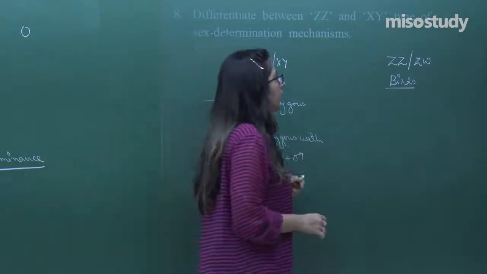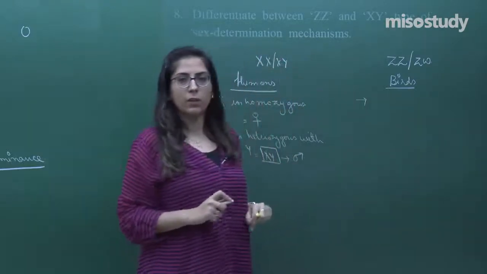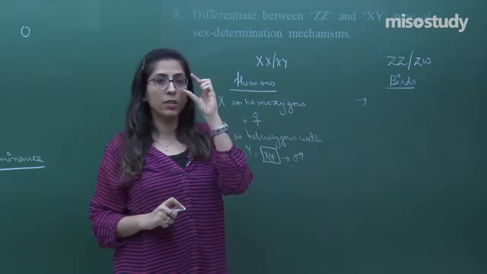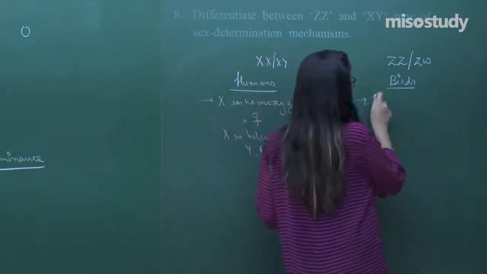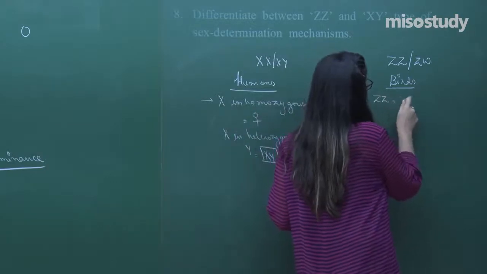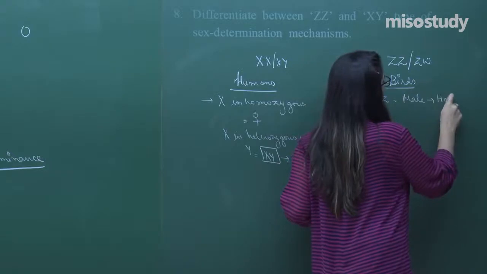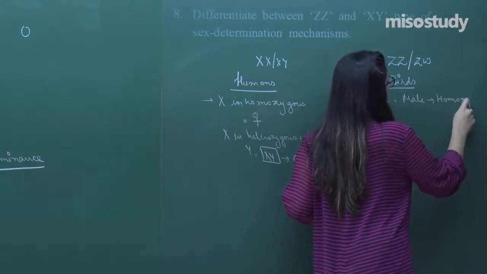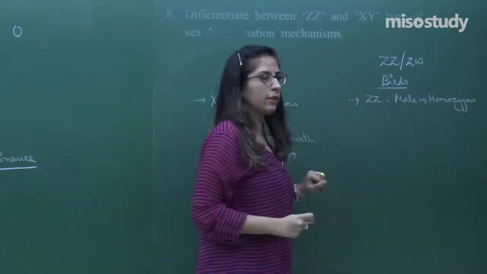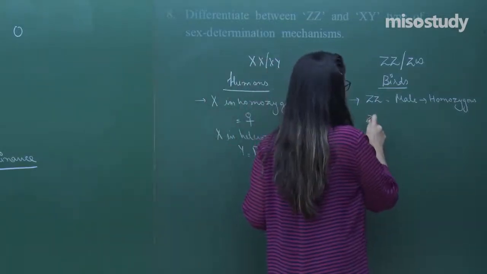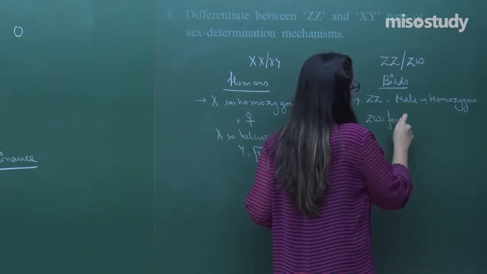To talk about the case of birds, the scenario is a little opposite in this case. If they are present in a homozygous condition, that is ZZ, that is considered as a male. So, ZZ, they are male. Homozygous condition. Right? Whereas, heterozygous is always a female.